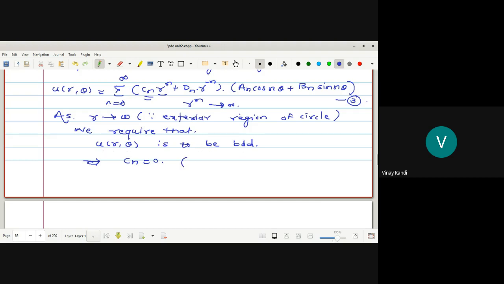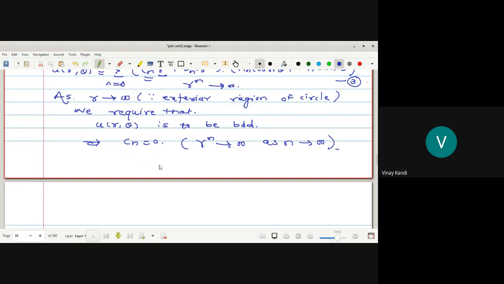Since r raised to n is tending to infinity as n tends to infinity, the series becomes unbounded. If u of r theta is to be bounded, it must be that c n is equal to 0. So now equation 3 becomes u as a function of r theta.